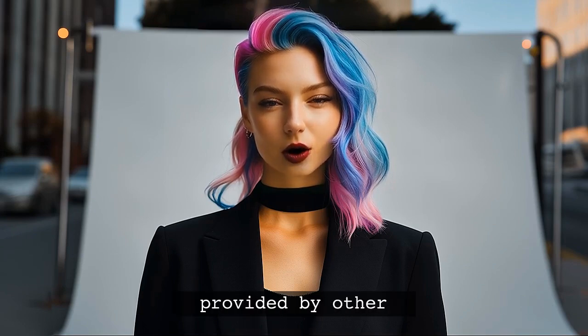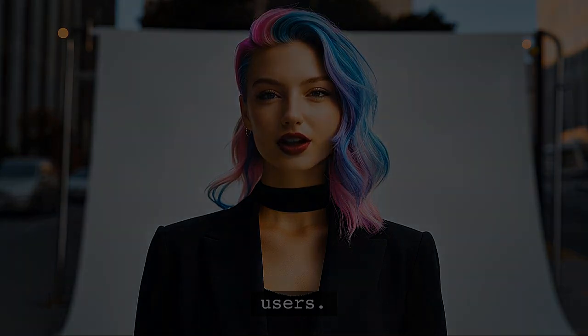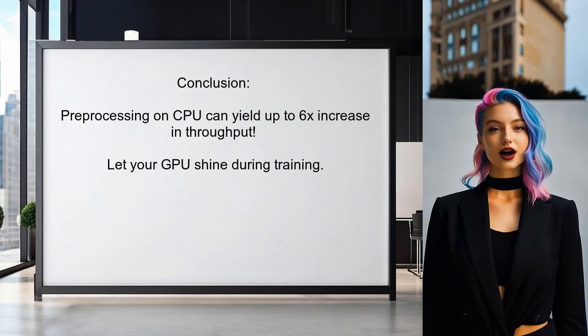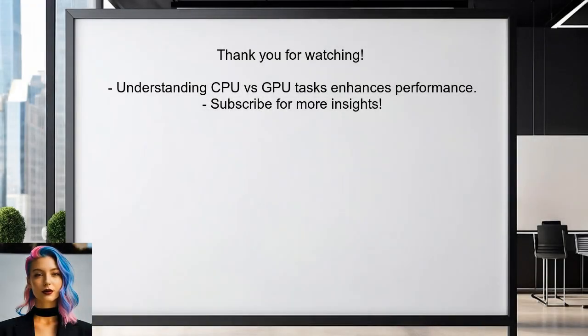Now let's look at the answers provided by other users. In conclusion, pre-processing on the CPU can yield a significant increase in throughput, sometimes up to 6 times more, allowing your GPU to shine during training. And there you have it. Understanding the balance between CPU and GPU tasks can greatly enhance your machine learning performance.